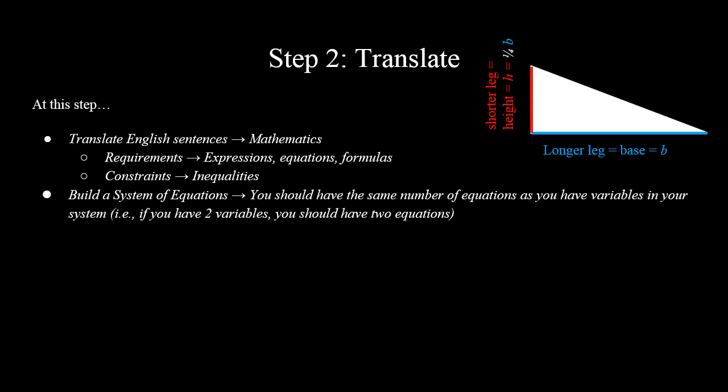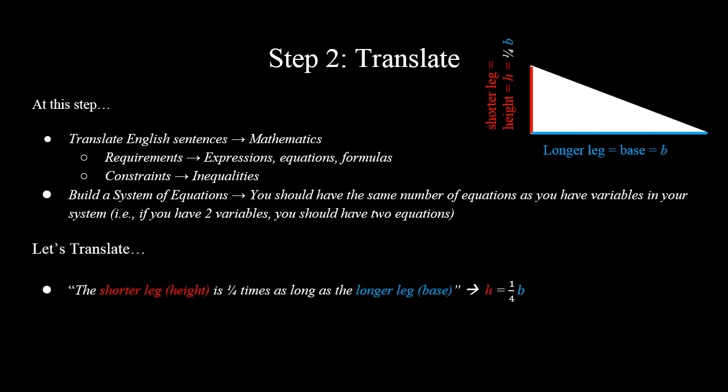We should have the same number of equations as we have variables in our system of equations. So it's really important when you identify your variables in step 1 to take note of how many you've identified. In the first step, we identified 2 variables, B for the base and H for the height. So we know we should have 2 equations in our system of equations. And that's great for us to know. It's like a check that's built right in.